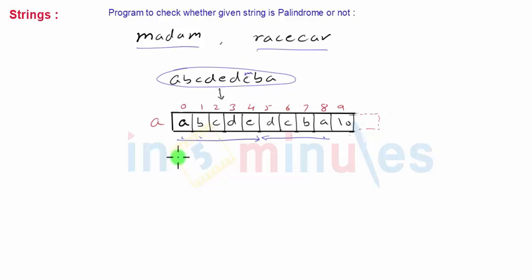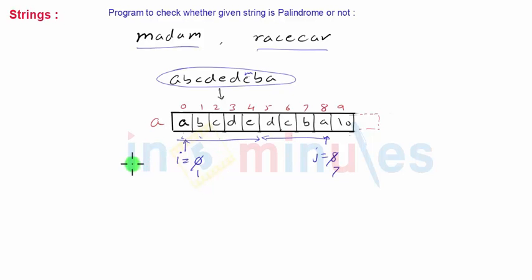To do that, I'll introduce one variable i set to the 0th index and one variable j set to the last index, and I'll keep checking whether a of i is not matching with a of j. For example, here I'll check whether a[0] is not matching with a[8]. Then I'll increment i by 1, decrement j by 1, and check again whether a[i] is not matching with a[j], that is, a[1] not matching with a[7]. If it is not matching, we can stop the process and say it is not a palindrome.